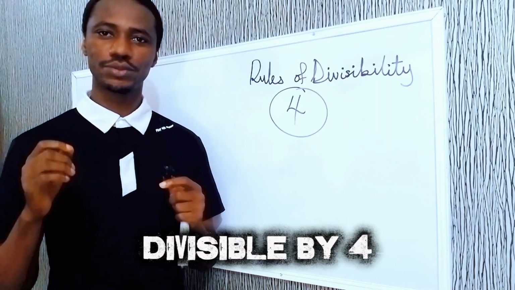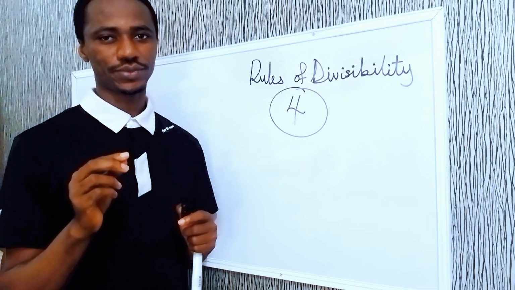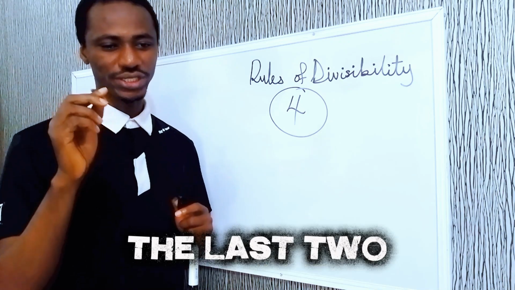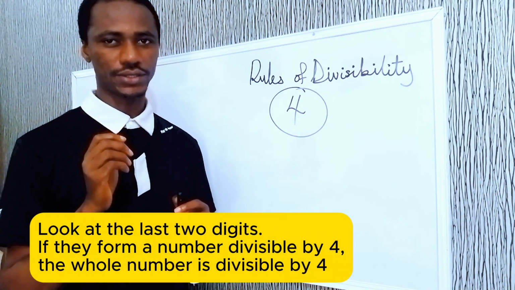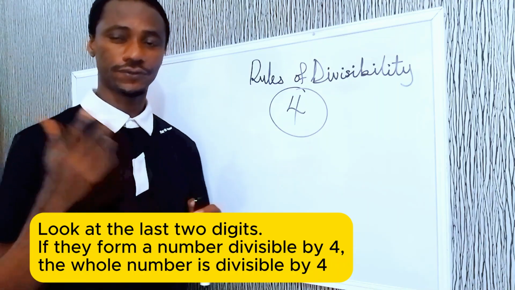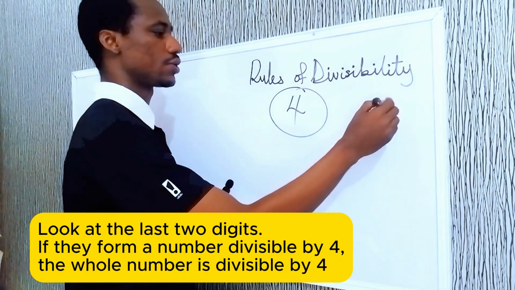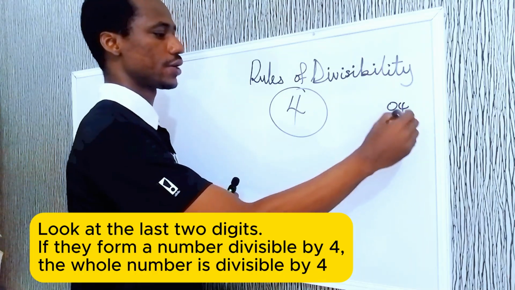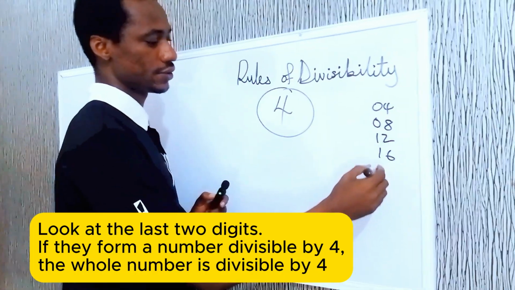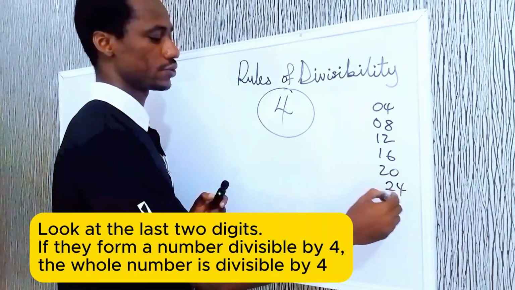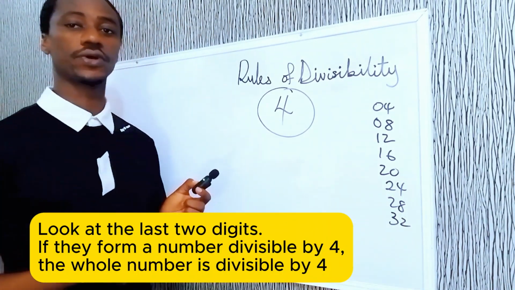You know a number is divisible by 4 if the last two digits form a multiple of 4. Right? We know the multiples of 4 itself. So when we're talking about 2 digits now, that means we're looking at 00, 04, 08, 12, 16, 20, 24, 28, 32. These are the multiples of 4 and so on.